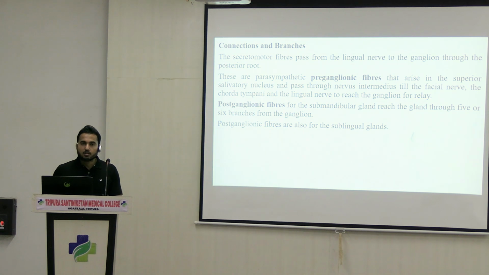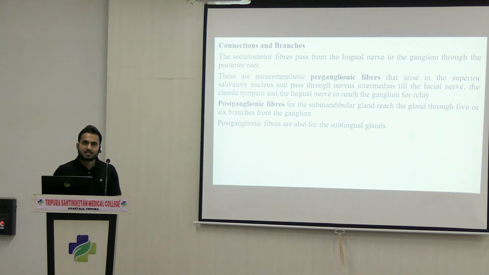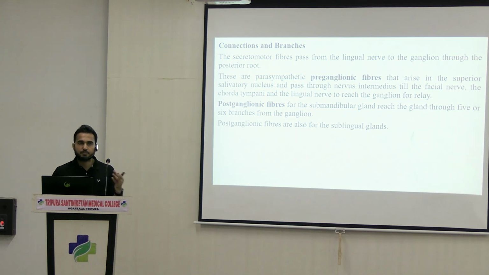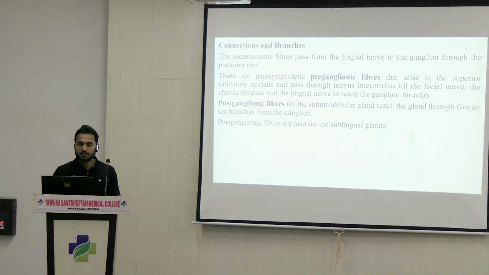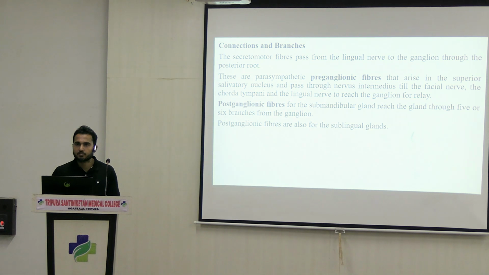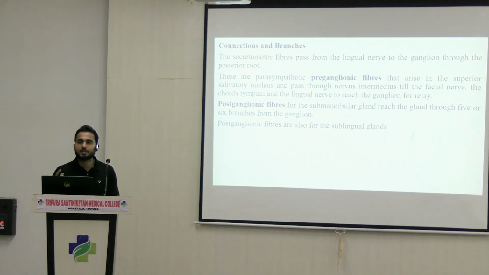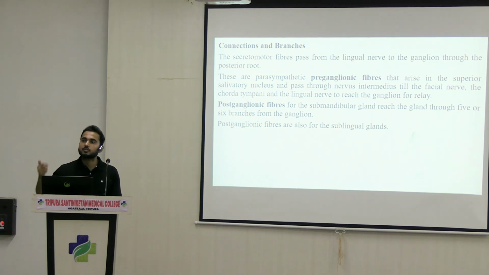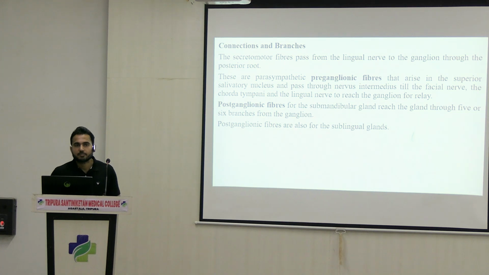Though these are parasympathetic fibers, in case of parasympathetic fibers, two parts are there: the preganglionic part and the postganglionic part. Now here the preganglionic fibers arise from the superior salivatory nucleus. This superior salivatory nucleus is present in the pons. Pons is a part of the brainstem. So the fibers are coming from the brainstem.